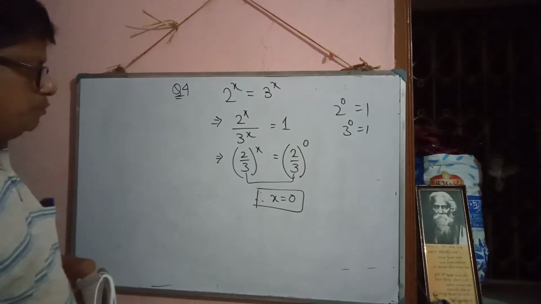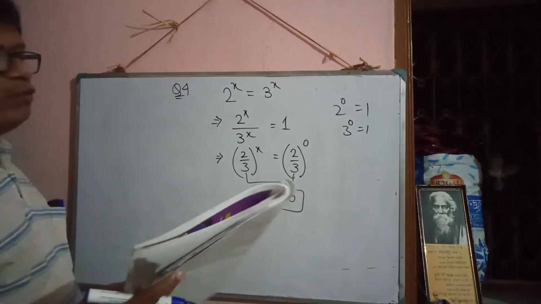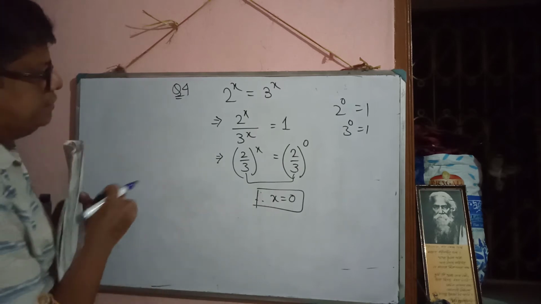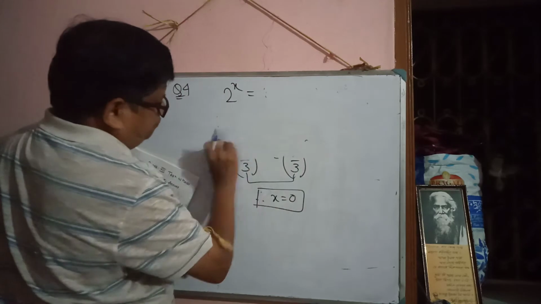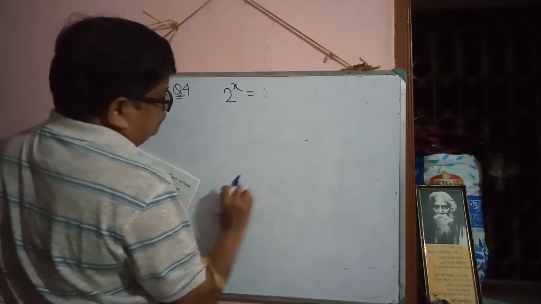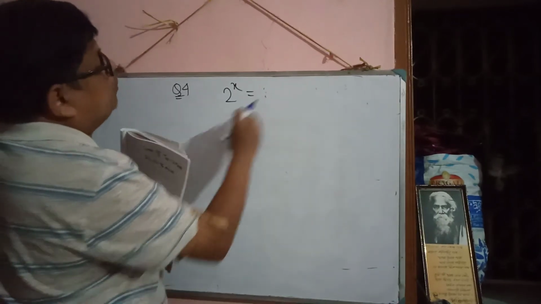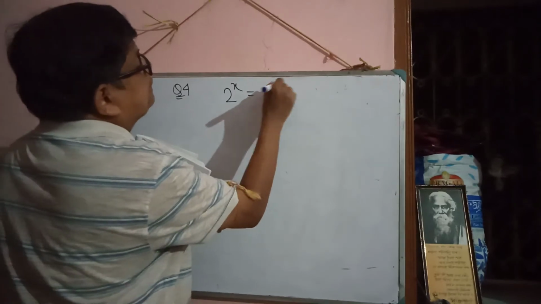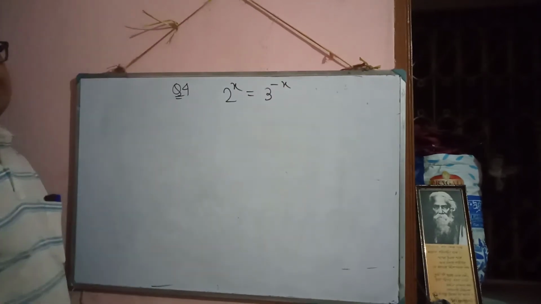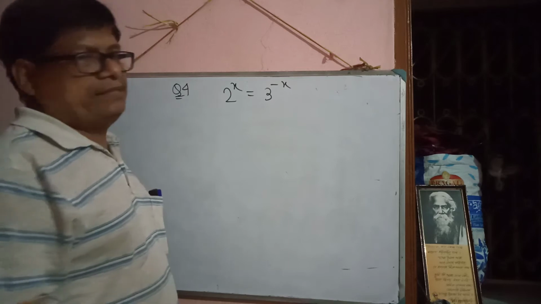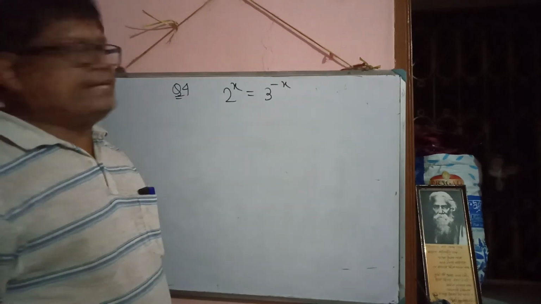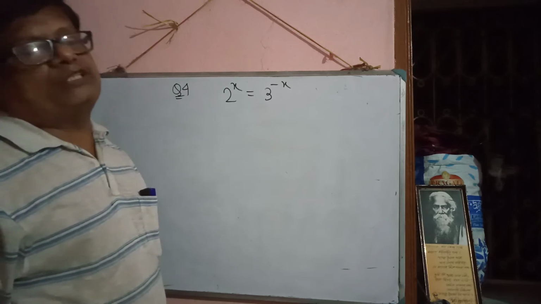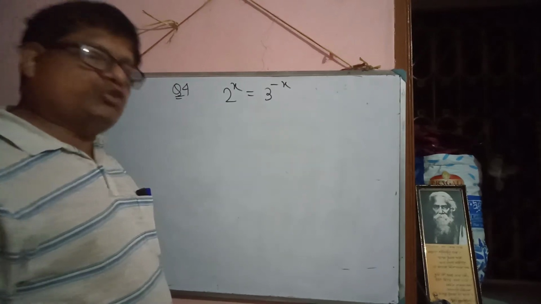X equal to 0. Suppose I am giving a question like this. Look here. Suppose this question is 2 to the power x equal to 3 to the power minus x, then what is the value of x? Minus sign is there. Same, if you put x equal to 0, both are 1, that is 2 to the power 0 is 1, 3 to the power 0 is also 1, so the value of x is also 0.